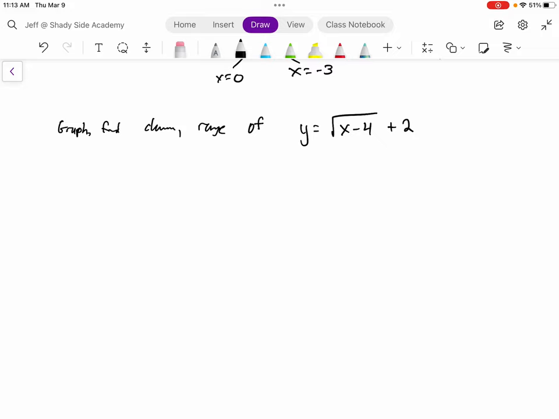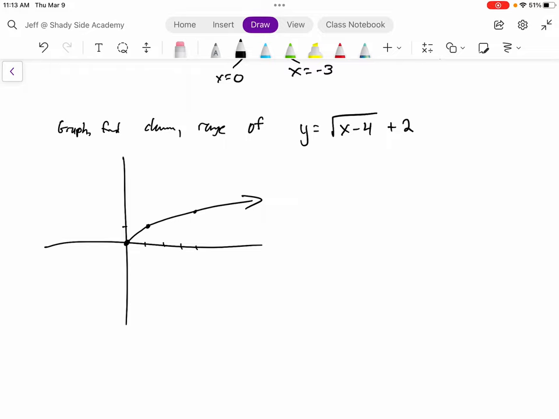Okay, well, we know our parent function looks something like this. It starts at 0, right? It goes through 1, 1, and it goes through 4, 2. Right, so it's going to look something like this, right? Something like this. Remember, it's not horizontal. It sort of goes off like this.